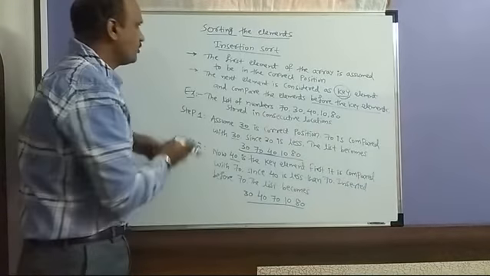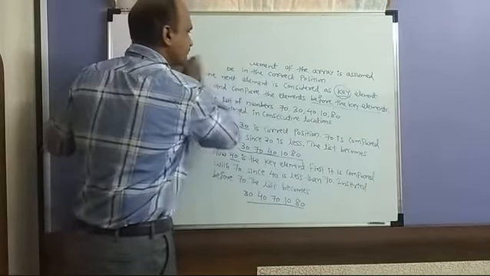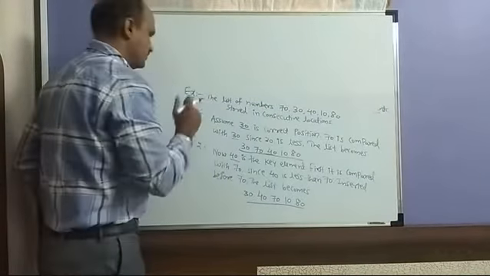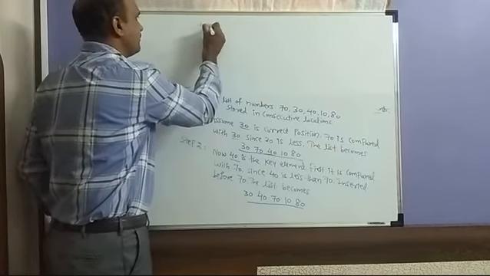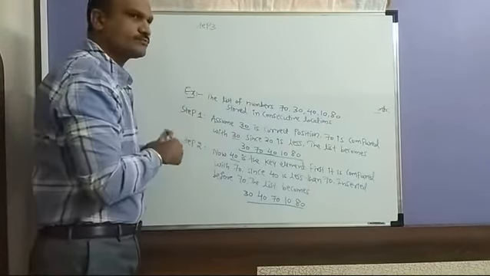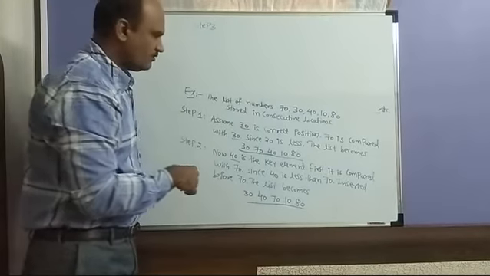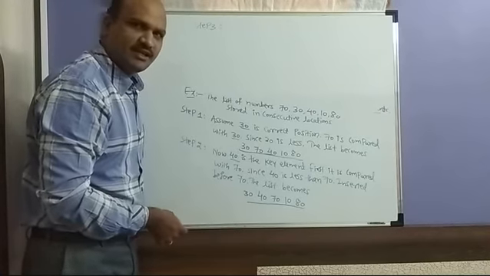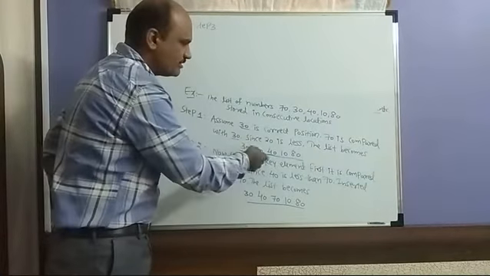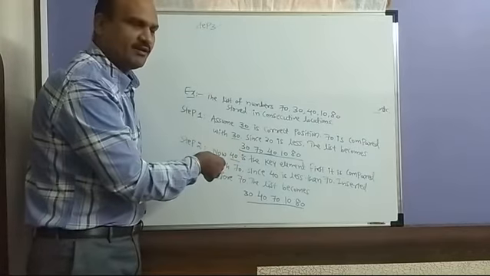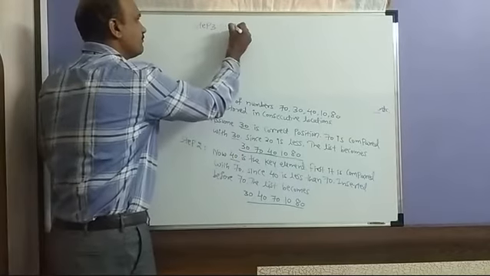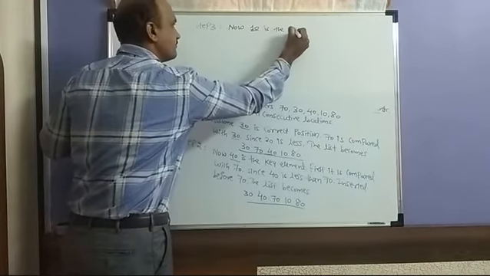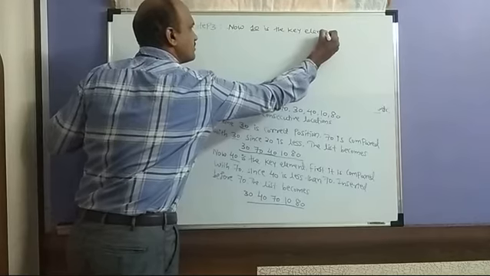Okay, now when you go to step 3, now what is the element present? The key element is 10. 10 is the key element. Then it should compare with the elements before the key element. So now 10 is the key element.